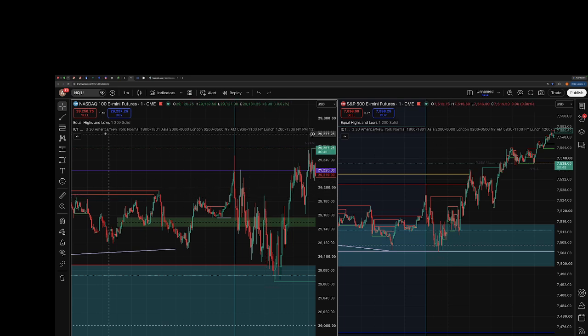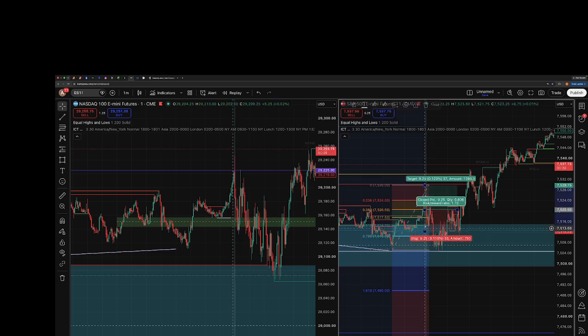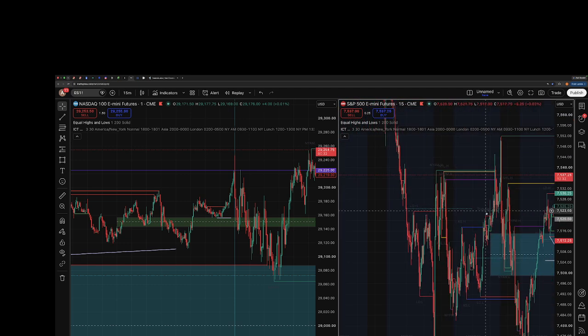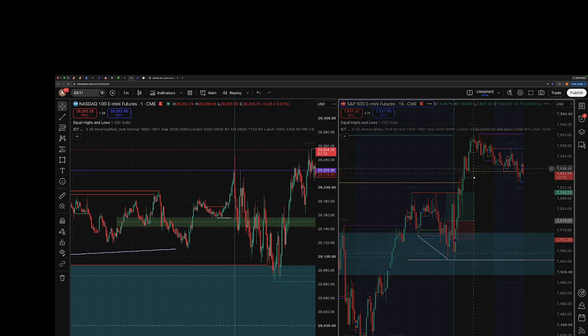I thought it was worth a shot to just trade it. I actually entered here, and my stop was here. I entered over here. So we got the inverse. I thought this would be a rebalance to the inverse, and my stop was at this 15-minute order block. So it was directional deciding.